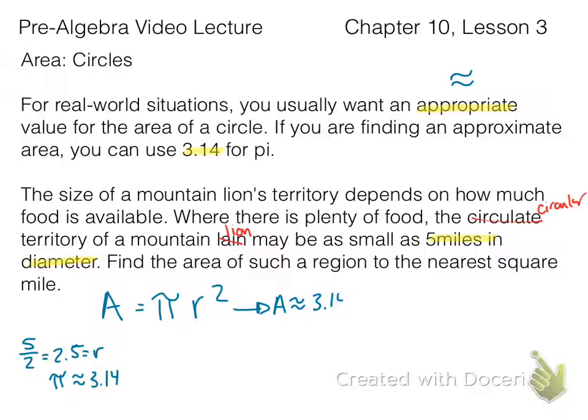Well, they told us that the diameter is 5. So we're going to divide 5 by 2 to get the radius. So that's 2.5. And again, we're going to use pi as 3.14. So I'm going to replace pi with 3.14, and I'm going to replace r with 2.5. Now I'm going to do some math.